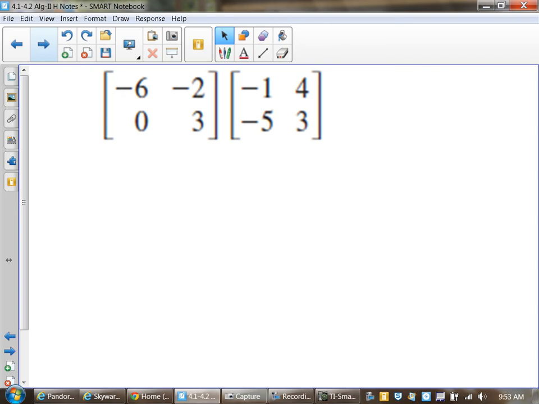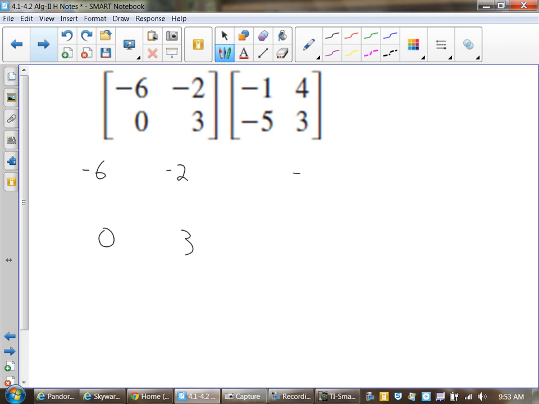Once again, we have a square 2 by 2: -6, -2, 0, 3. And -1, 4, -5, 3. And I'm going to follow the exact same pattern of 2 by 2 times a 2 by 2. We're not going to push into the higher stuff yet today. And we're going to write it as, remember, say I got 2 columns, I'm going to write that first matrix twice. -6, -2, 0, 3, -6, -2, 0, and 3.